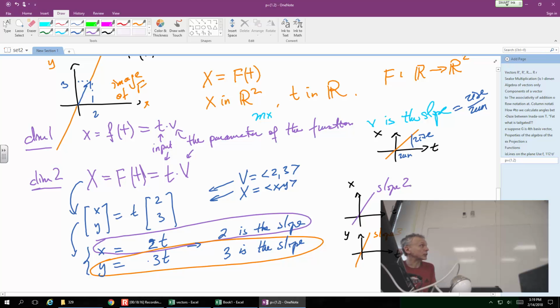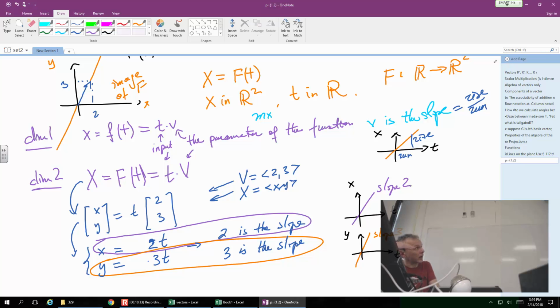Do you see slope 2 in the original picture? Where's the original picture? The original on the left, top left. The original meaning the vector formula. (2, 3) is the direction vector.